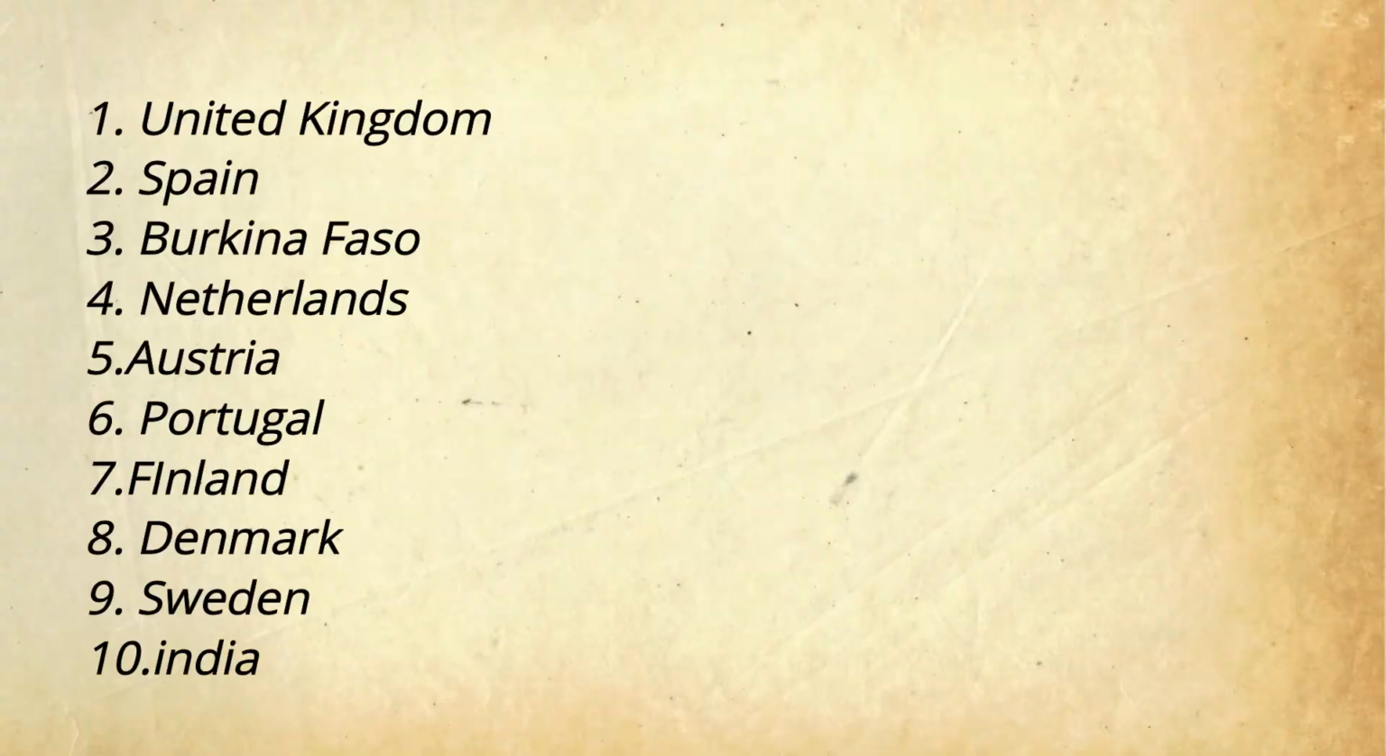Now similar to India, there are a total of 8 other countries which have active anti-corruption laws passed in their countries. These countries include United Kingdom, Spain, Burkina Faso, Netherlands, Austria, Portugal, Finland, Denmark, Sweden and finally India.